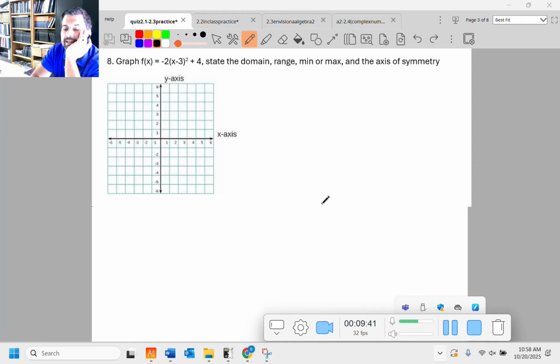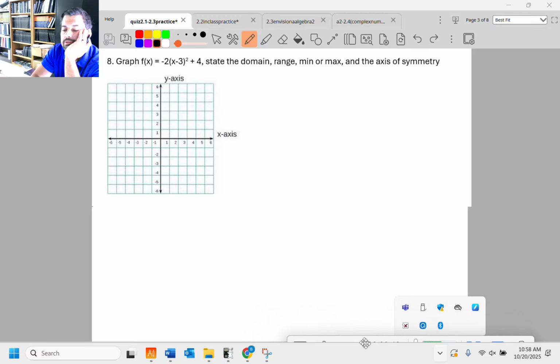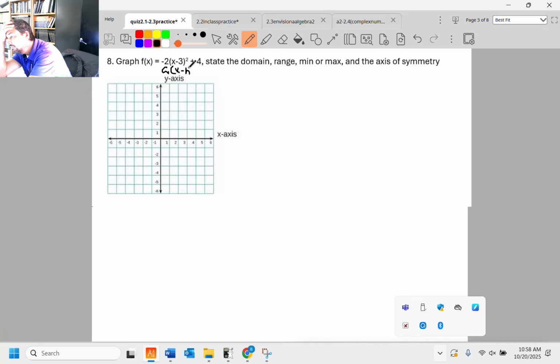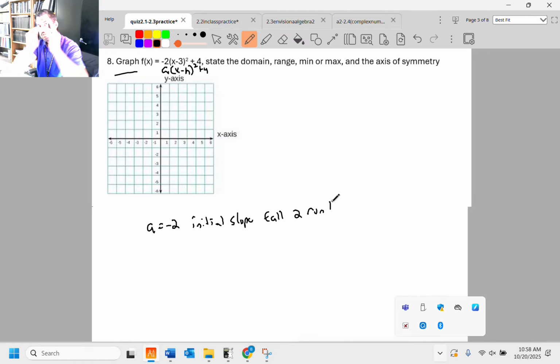All right, number 8: graph f of x equals negative 2 times the quantity x minus 3, squared, plus 4. State the domain, range, the minimum or the maximum, and the axis of symmetry. So remember, this is about a lineup process. A is negative 2. Now we're graphing, okay? So this means the initial slope is to fall 2 and run 1. Instead of opening up, this thing opens down.